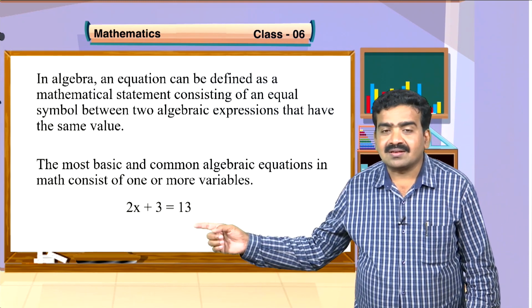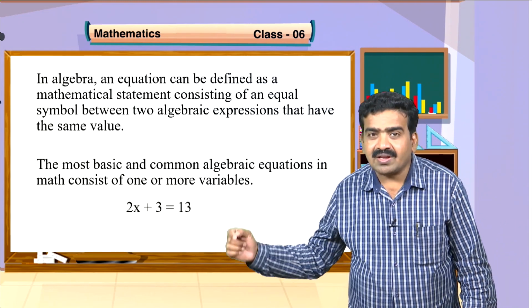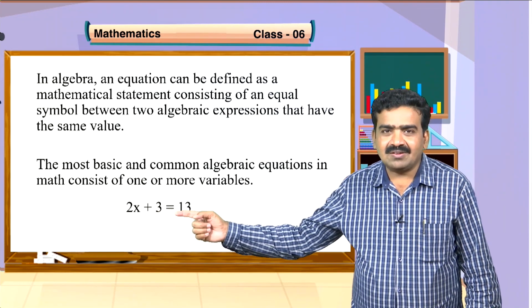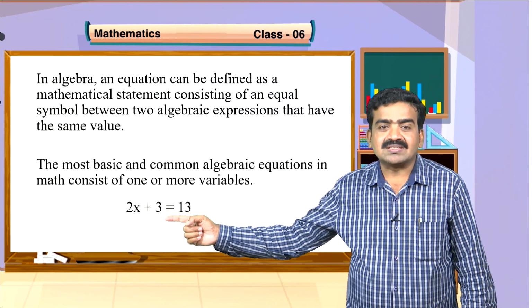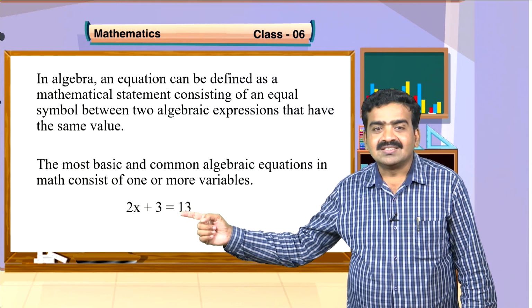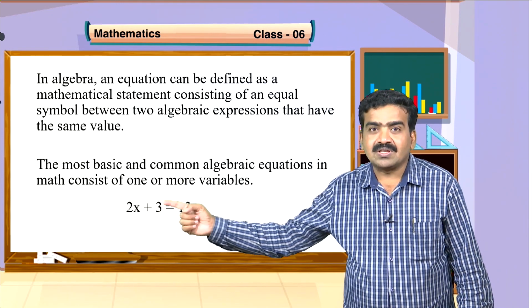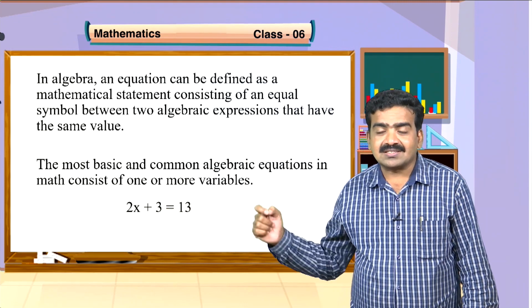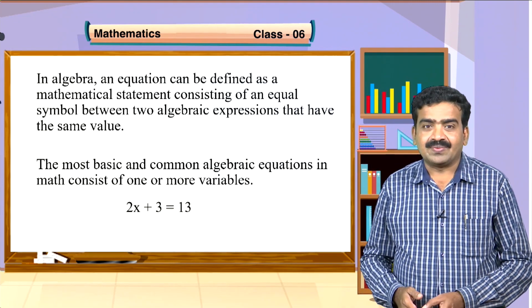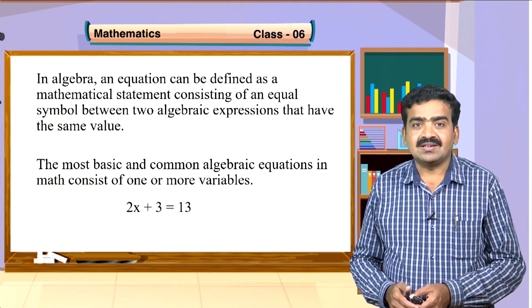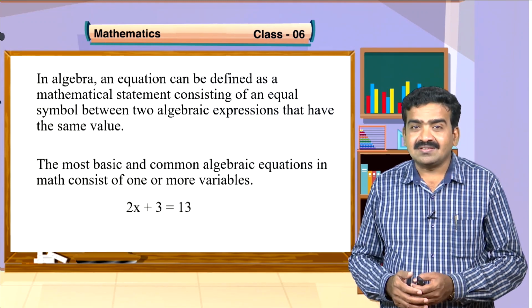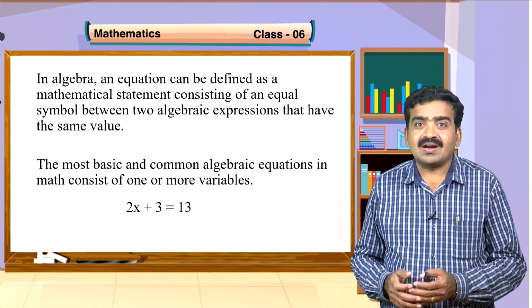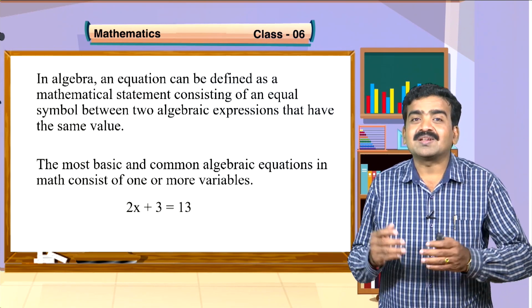Here I have taken an equation with one variable. Here the variable is x. Then what is the equation in this case? 2x plus 3 is equal to 13. So, when we substitute the value for x, the left hand side expression and the right hand side expression will be equal. This is what we call an equation. An equation indicates the equality between two algebraic expressions.